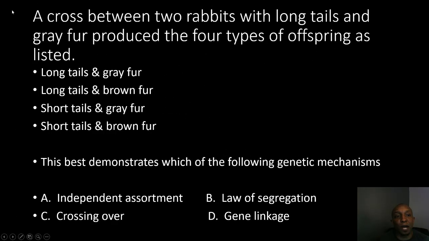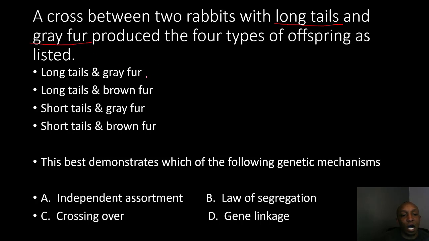And then on our last problem, a cross between two rabbits with long tails and gray fur produced the four types of offspring as listed: long tails and gray fur, long tails and brown fur, short tails and gray fur, short tails and brown fur. This best demonstrates which of the following genetic mechanisms? Well, if you notice, in this example, we're looking at two traits. We're looking at tail length, and we're also looking at fur color.